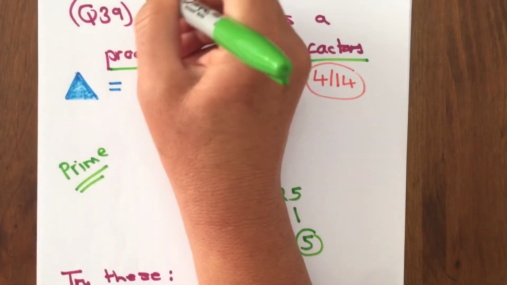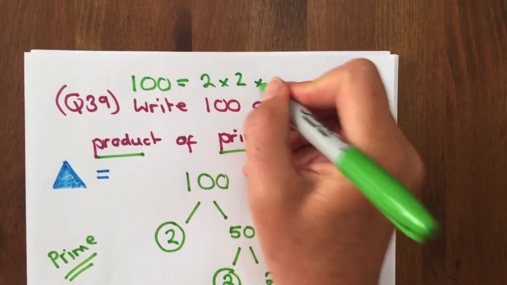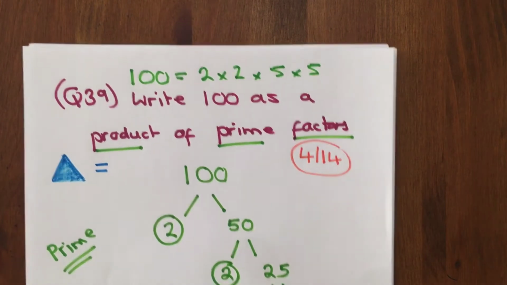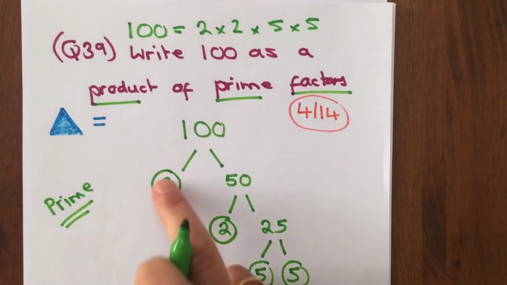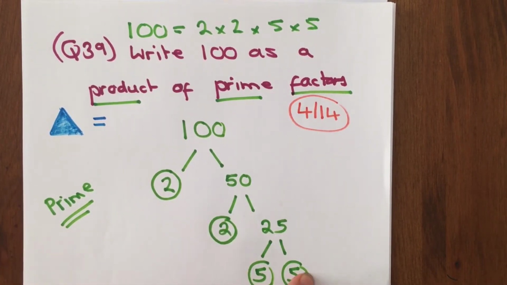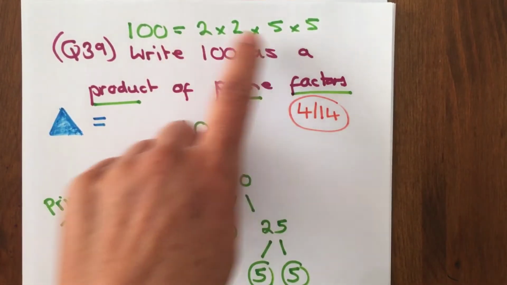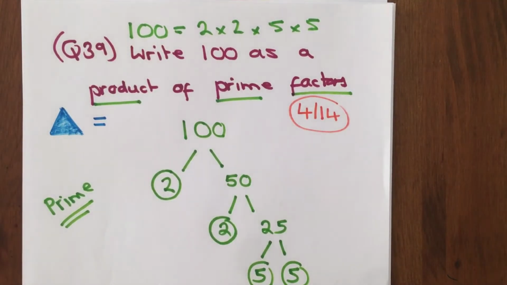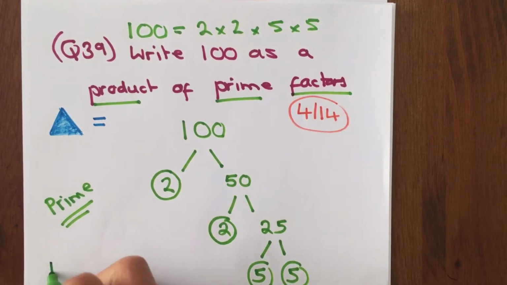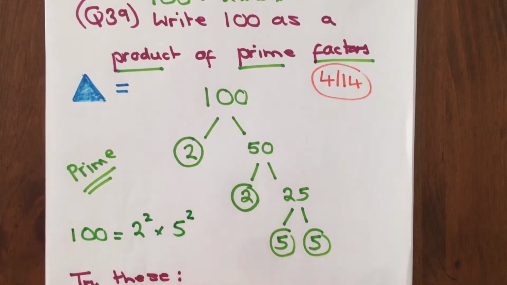So to write 100 as a product of prime factors, 100 will be equal to 2 times 2 times 5 times 5. Okay, it's the numbers that I've circled at the end of the branches. These numbers are all prime numbers. If you put them into your calculator, they will multiply to give 100. You could have also written that in index form. You could have also written 100 as 2 squared times 5 squared.